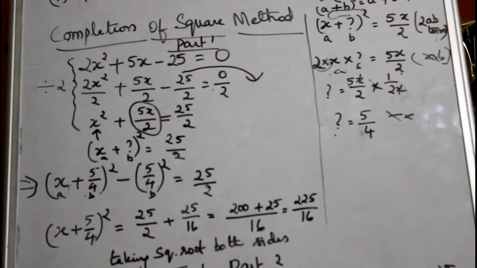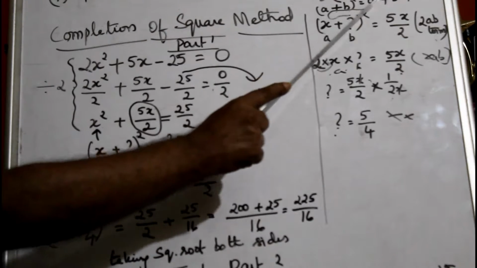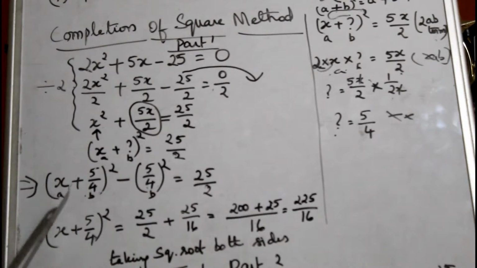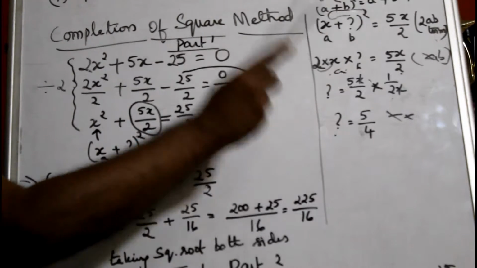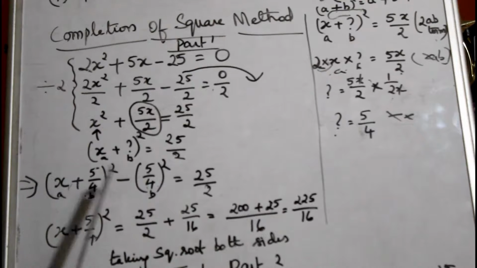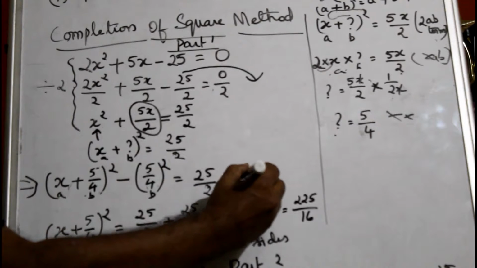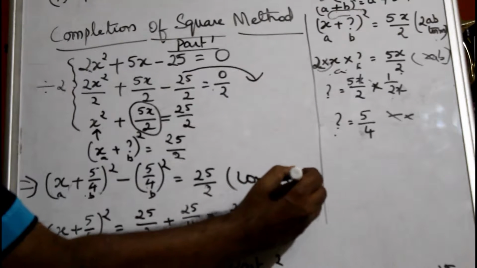Now when you expand this you get 3 terms: a square plus b square. So the a square is there, the 2ab term is there, but the missing term is b square, and this b is called 5 by 4, so you must put minus 5 by 4 the whole square. This is called compensation.